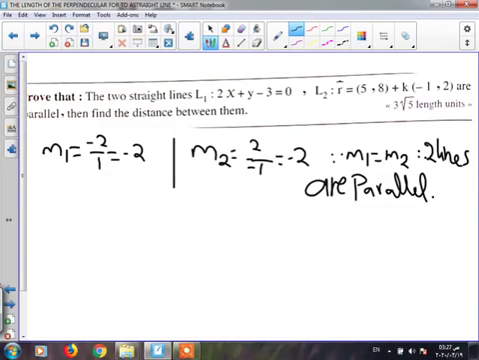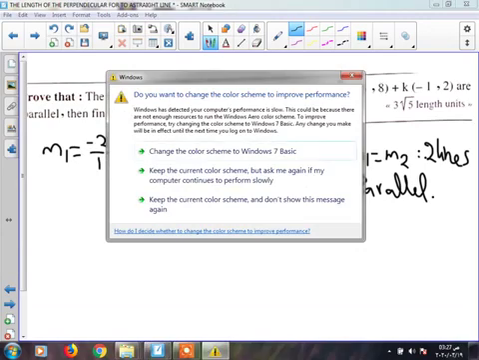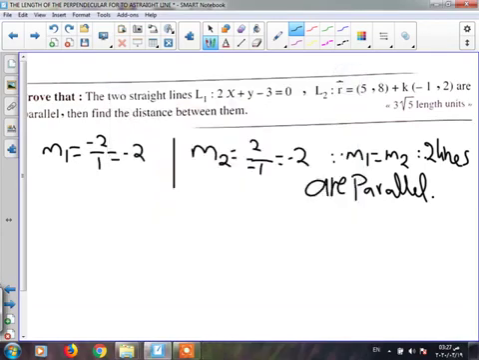Then he's asking about getting the distance between the two straight lines. We haven't taken the distance between two straight lines; we have only taken the distance between a point and a straight line. What about the distance between two straight lines? If you get the distance between any point that lies on one of them and the other straight line, in this case you have got the distance between the two straight lines.